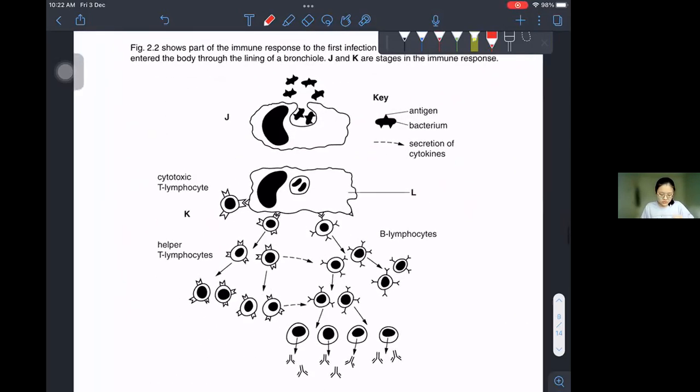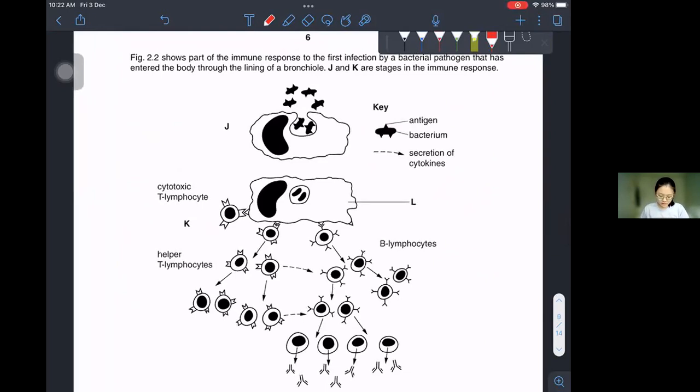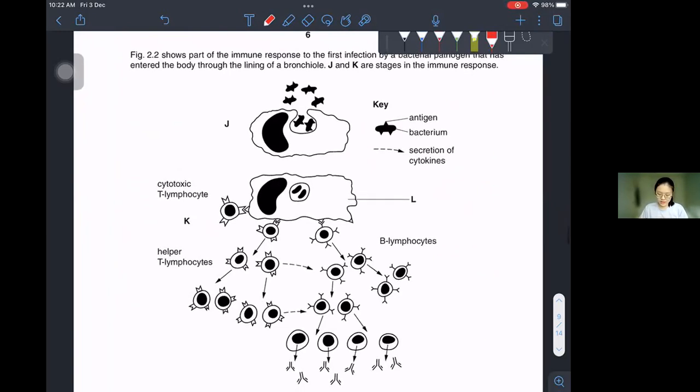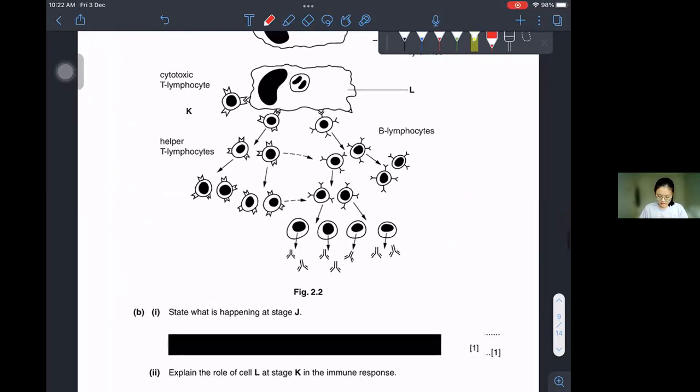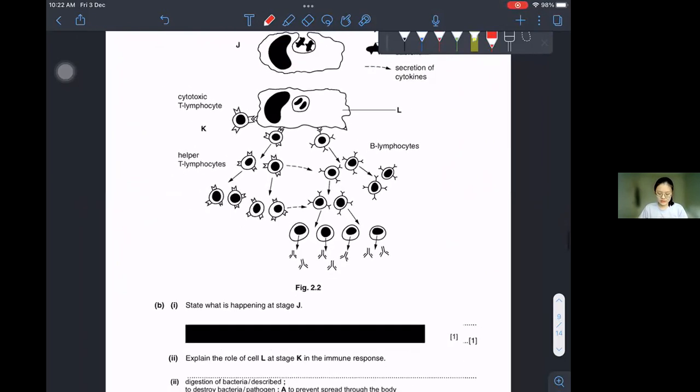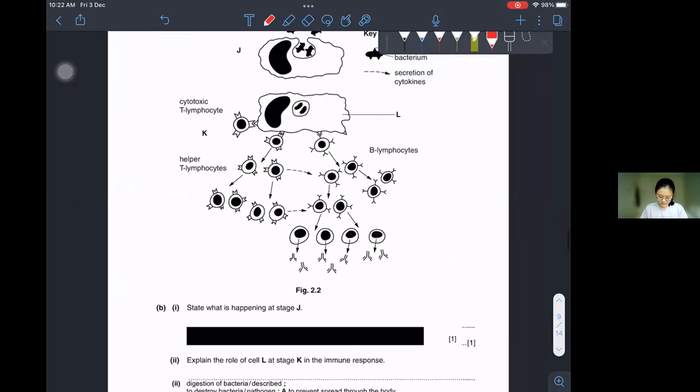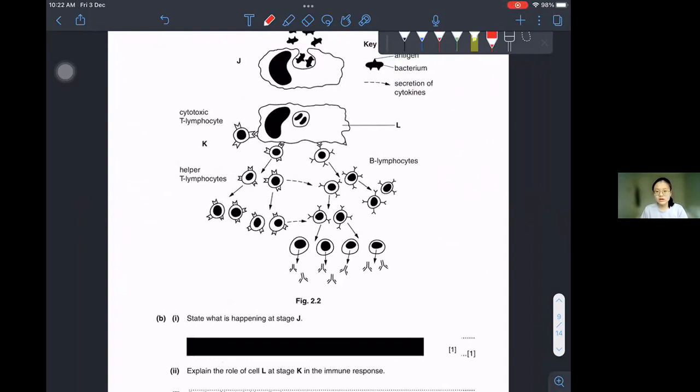Figure 2.2 shows part of the immune response to the first infection by a bacterial pathogen that has entered the body through the lining of a bronchiole. J and K are stages in the immune response. So this is the process that I've discussed just now. State what is happening at stage J. Anyone wants to try?